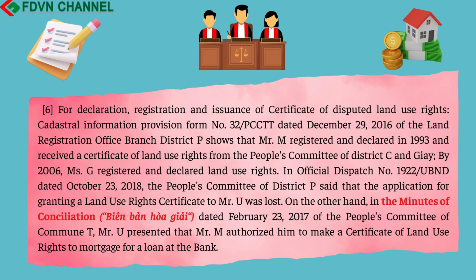In Official Dispatch Number 1922, UBND dated October 23, 2018, the People's Committee of District P said that the application for granting a land use rights certificate to Mr. U was lost. On the other hand, in the Minutes of Conciliation dated February 23, 2017 of the People's Committee of Commune T, Mr. U stated that Mr. M authorized him to make a certificate of land use rights to mortgage for a loan at the bank.